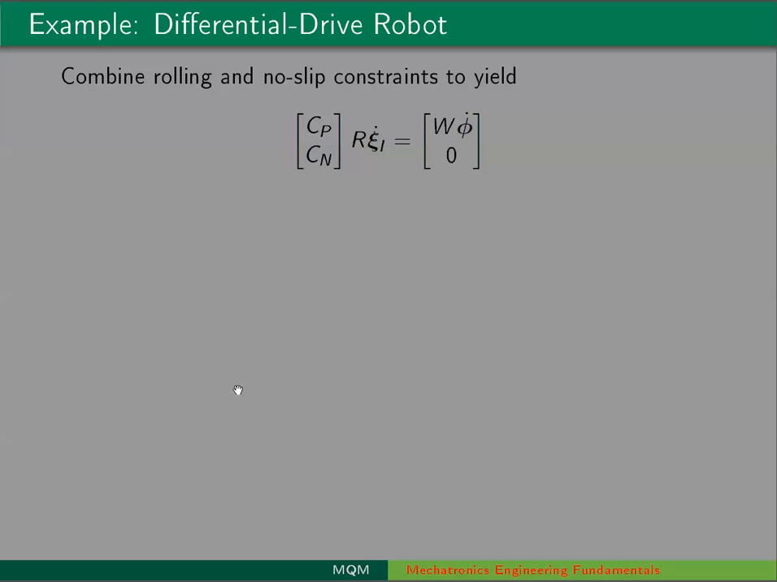For this robot, we will combine the no slip and rolling constraints to yield this equation. So we have the product of C sub P stacked with C sub N, multiplying that by the rotation matrix times psi dot I. And this product here, R times psi dot I, is just the velocity in the robot frame. And that's equal to this stacked or block matrix. We have W times phi dot and then 0. So the zeros, this should be a vector here, a vector of zeros.